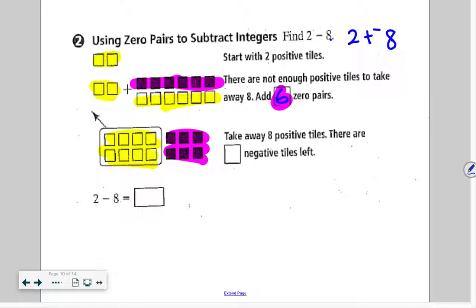How many negative tiles are left if those 8 yellows are gone? 2. How many are left? 6. There's 6 reds there. So 6 negative tiles are left.